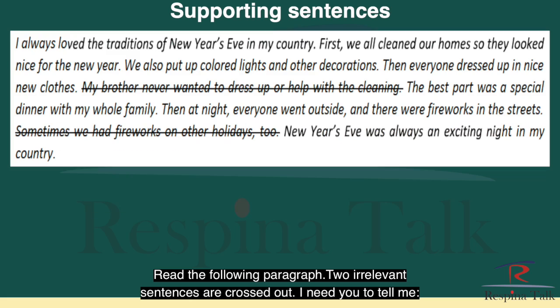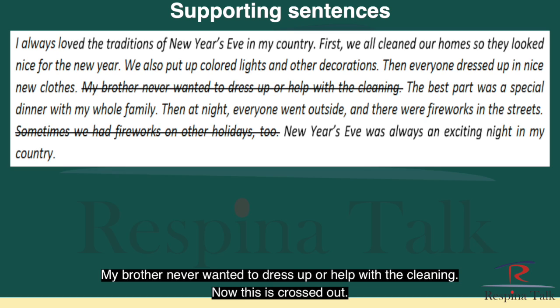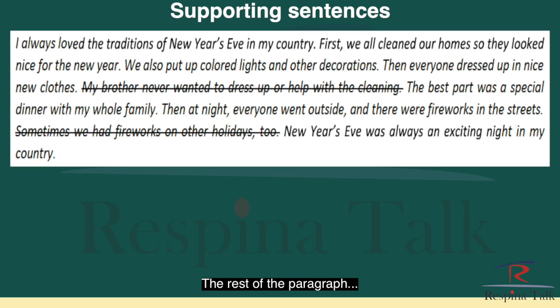Now, read the following paragraph, please. 2 irrelevant sentences are crossed out. I need you to tell me, why are they irrelevant? Let's read it together. I always loved the traditions of New Year's Eve in my country. First, we all cleaned our homes so they looked nice for the new year. We also put up colored lights and other decorations. Then, everyone dressed up in nice new clothes. My brother never wanted to dress up or help with the cleaning. Now, this is crossed out. Think why. The rest of the paragraph.